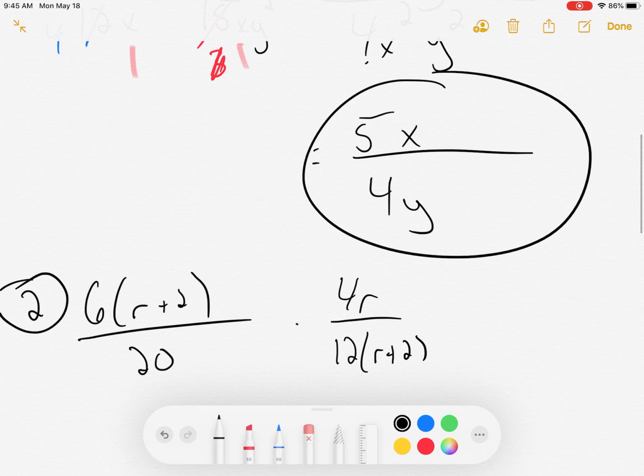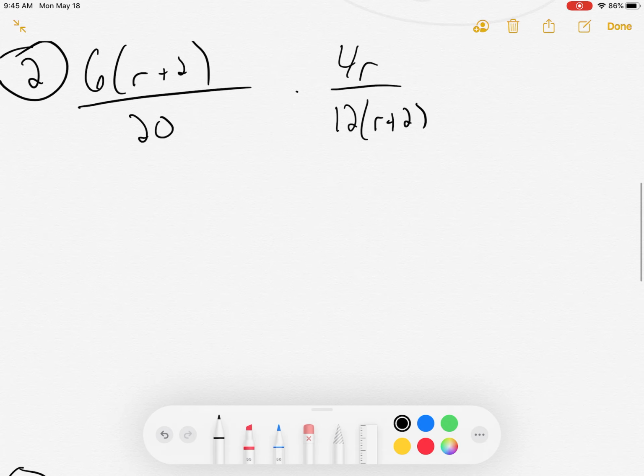So, moving back, 5x over 4y is your final answer. Okay, on to number 2. Now for this one, factor, cancel. Well, I can't factor the top left. It's already factored. I can't factor the bottom left. It's just a number. Top right is one term. Bottom right is already factored.